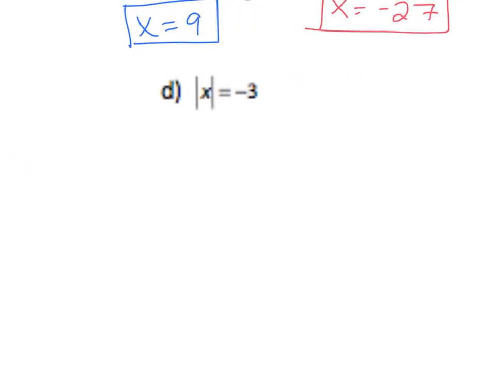Okay, now let's talk about D. This is saying absolute value of x is negative 3. We talked about distance. Now distance can't be negative, okay? Distance is only positive. So what this is saying is, what number on the number line is negative 3 units from 0?